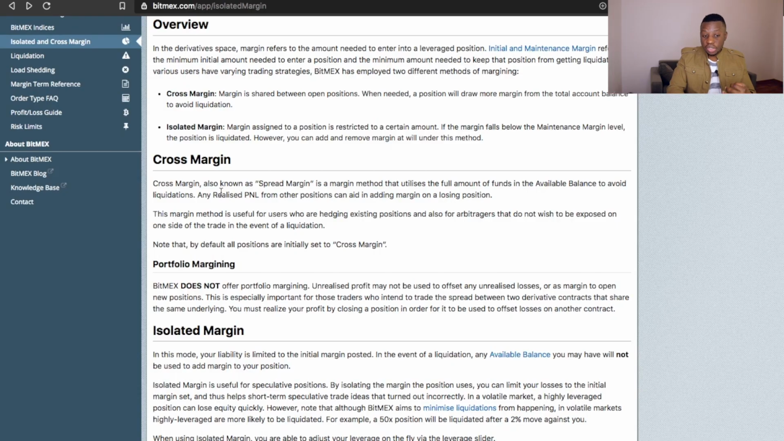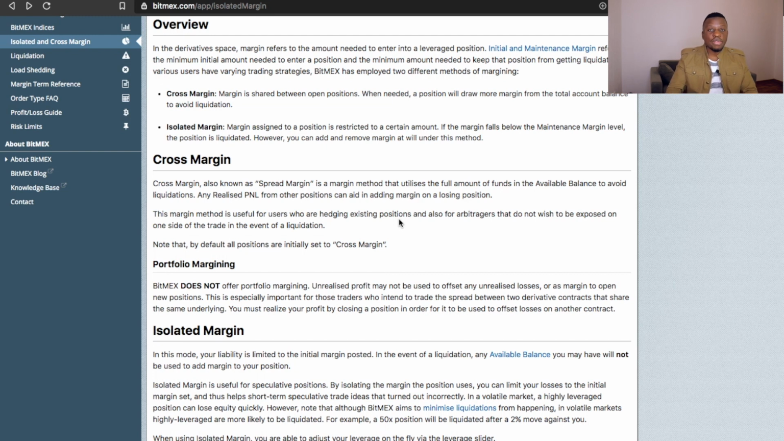Cross margin trading is also known as spread margin, which is a margin method that utilizes the full amount of funds in the available balance to avoid liquidations. Any realized P&L from other positions can aid in adding margin on a losing position. So basically, cross margin trading relies on the funds which are available in your account balance.